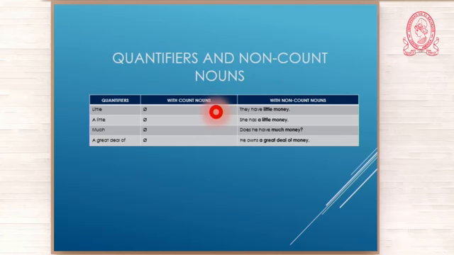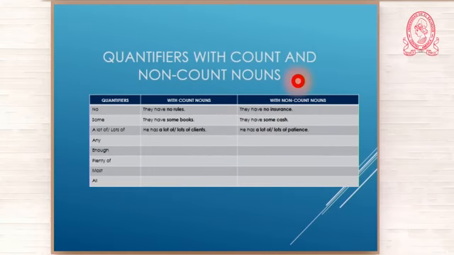They have little money. She has a little money. Does he have much money? He owns a great deal of money. Okay? Remember, this group of quantifiers can be combined only with non-count nouns. Now, there is something else.